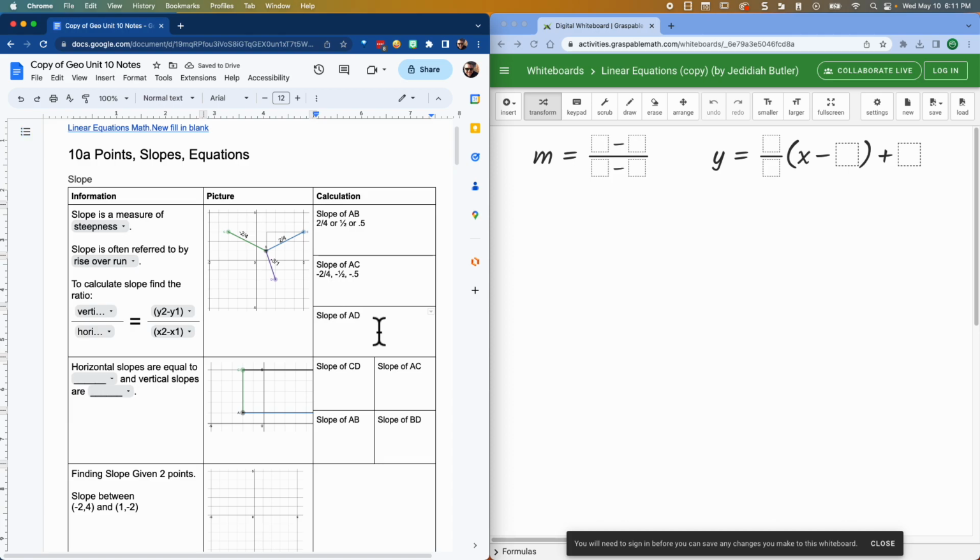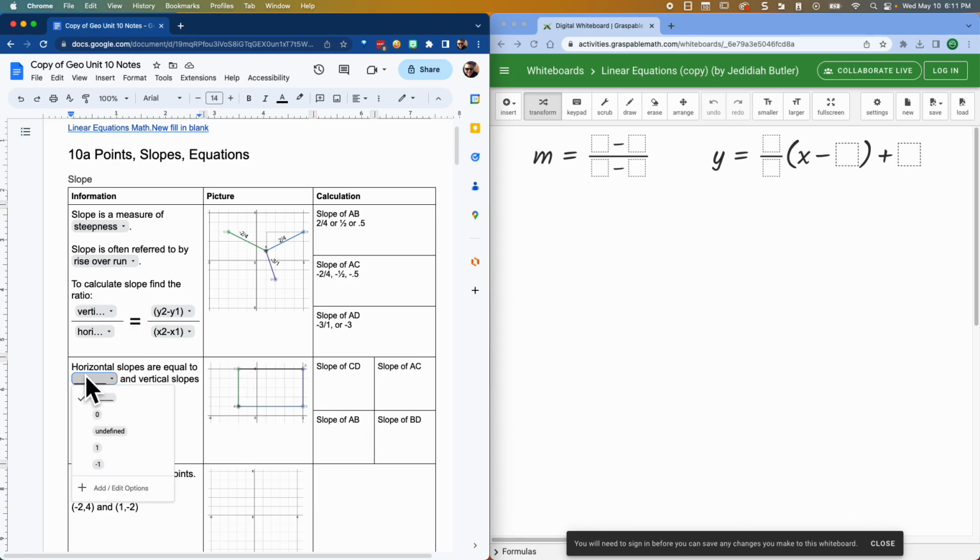AD, this is where we saw that it is negative 3 over 1. But you could also just say negative 3, because when you're dividing by 1, that's the same as writing it as the integer value. So you don't have to have it with a numerator and denominator if that denominator is 1. All right, let's look at some other types of situations where we might have horizontal lines or vertical lines.